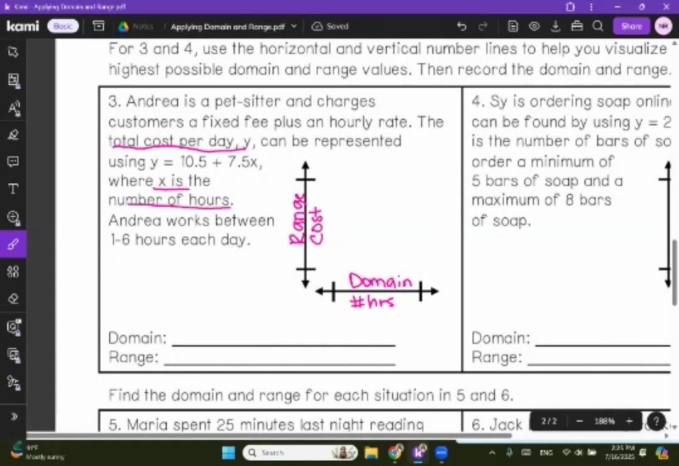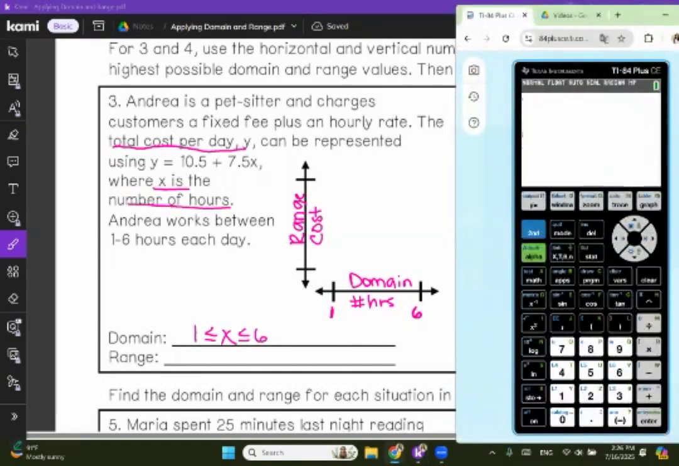So, for this situation, even though we're only working from 1 to 6 hours, it's going to be an interval, it's going to be continuous. Since decimal values are an option, we're going to write it with our inequalities. So for the domain, we're going to work between 1 to 6 hours. For the range, what do we do? We plug in the minimum, we plug in the maximum. If we plug in the minimum, what's the minimum? 1 hour.